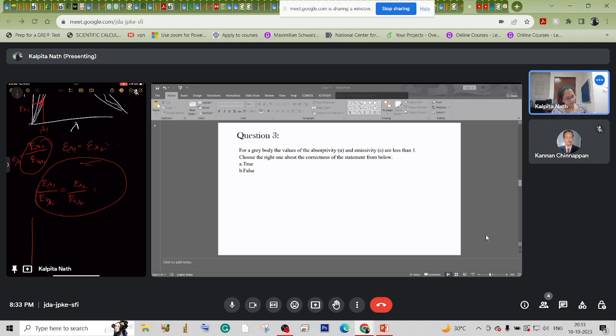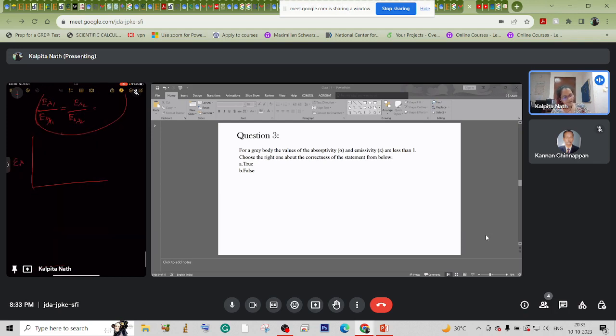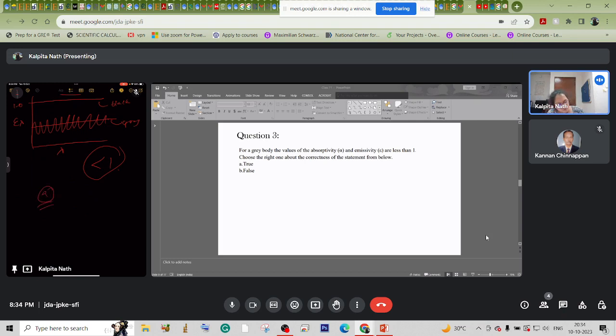So if we plot epsilon lambda versus lambda, this is 1 for black body, and for gray body this will be less than 1, and for real body it will be somewhat like this. It will vary. For gray body it will be constant. This is gray. So obviously for gray body, alpha and epsilon will be less than 1. That is, emissivity and absorptivity both will be less than 1. So option A, that is true.